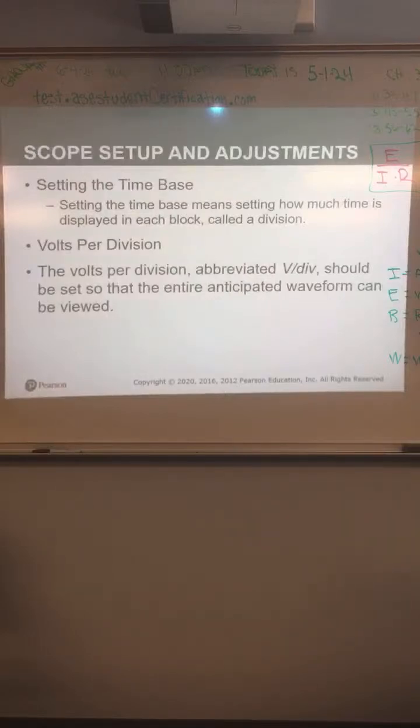Setting the time base, that means how much time is displayed on each block or division of the screen, okay? Volts per division should be set so that the entire anticipated waveform can be viewed. So what you do is you just set it up based on what you expect to see, so you can see the whole waveform, okay?